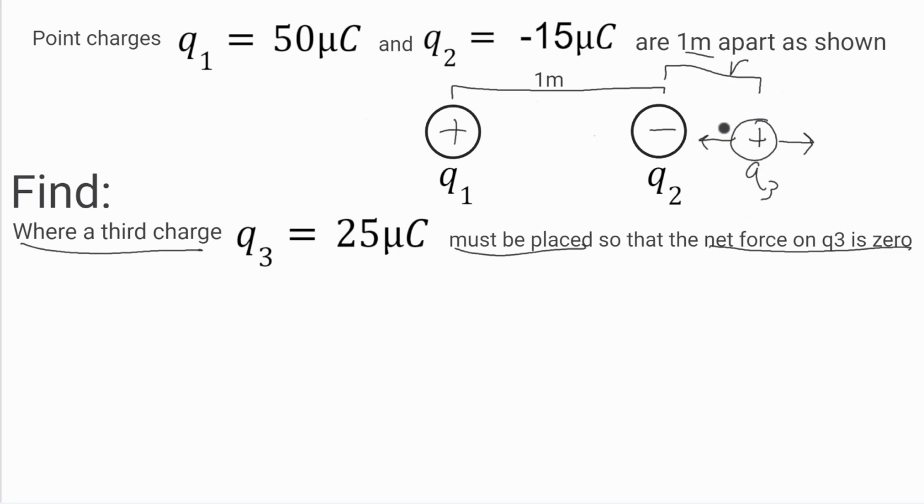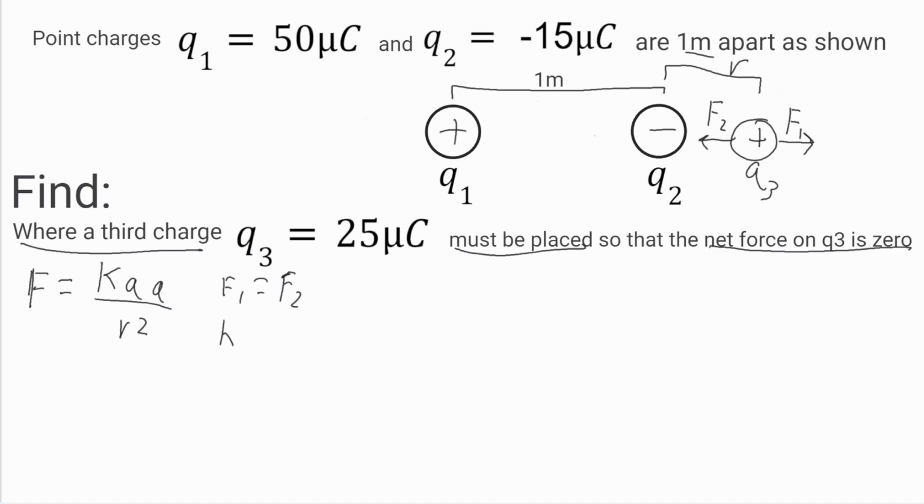Now I'll just label these forces. It's going to be attracted to Q2, so I'll call this F2, and it's going to be repelled from Q1, so I'll call this F1. And now I'm ready to state Coulomb's law. Coulomb's law is F equals K, which is a constant, times Q times the other Q over R squared. So I know that F1 is going to be equal to F2 because there has to be no net force acting on Q3.